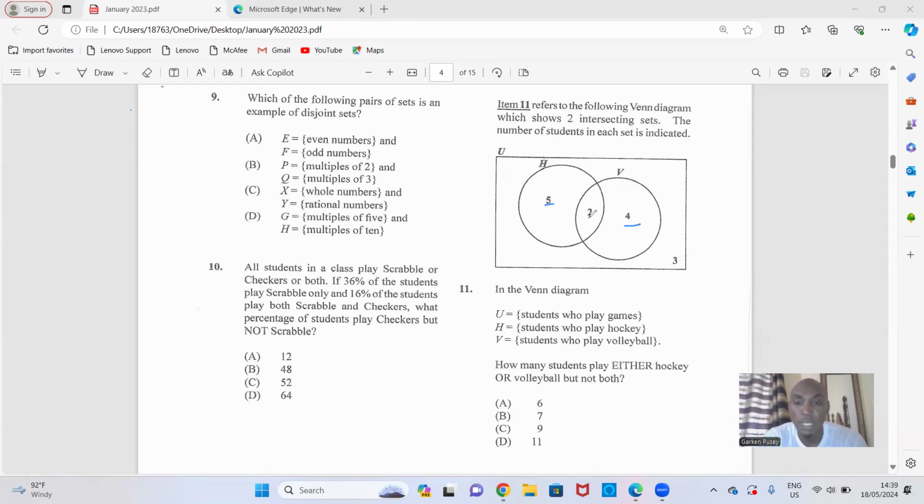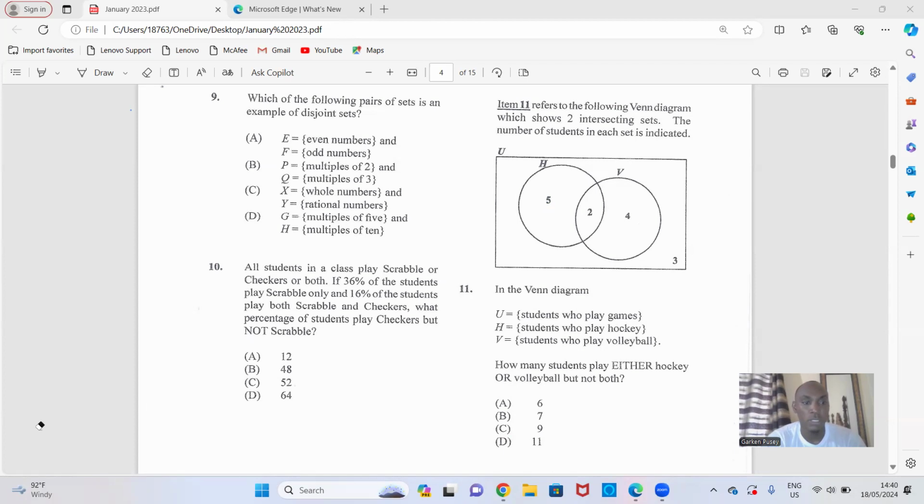Now, this 2, we cannot include because it says but not both. And of course, this 3 here doesn't play anything. So it means the total number of students will be 5 plus 4, which is equal to 9. So question 11 is 9 for our answer. All right, so let's jump over to the next question.